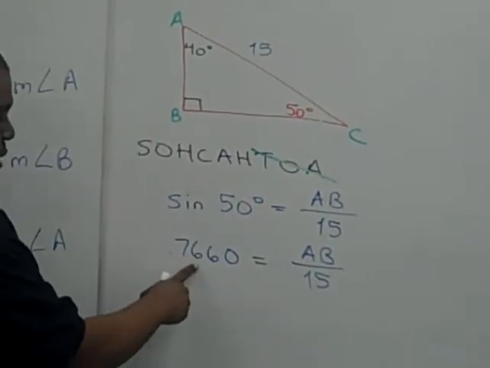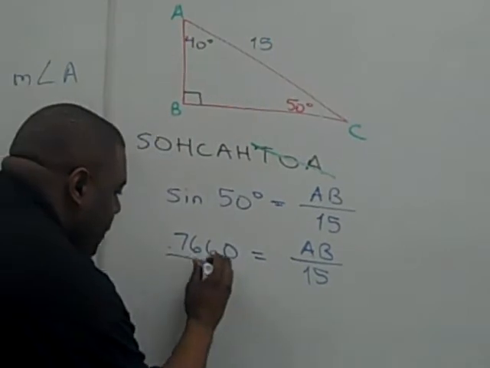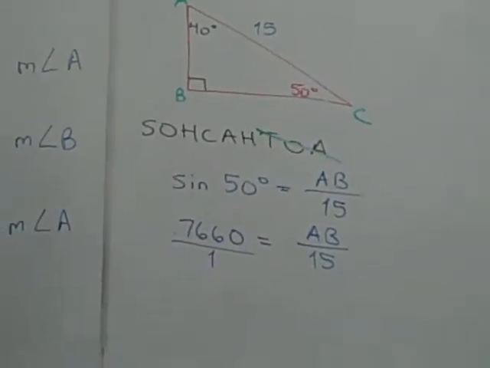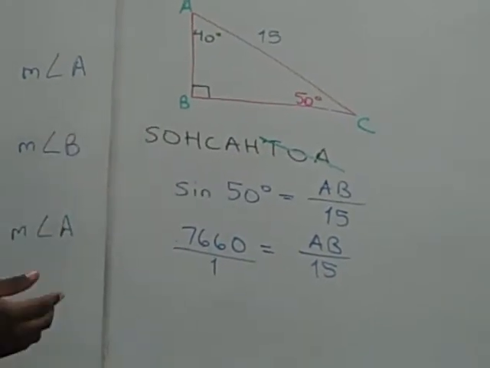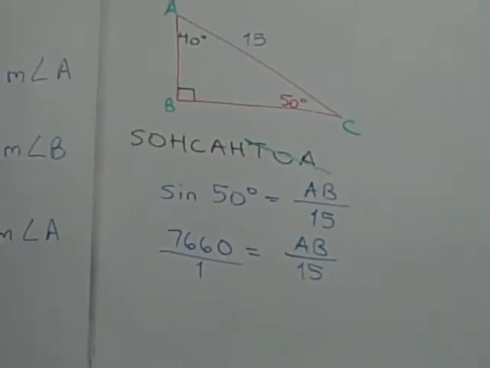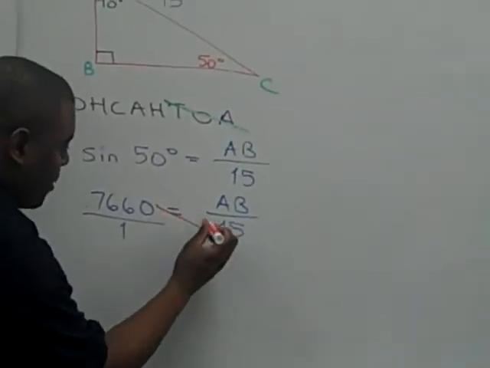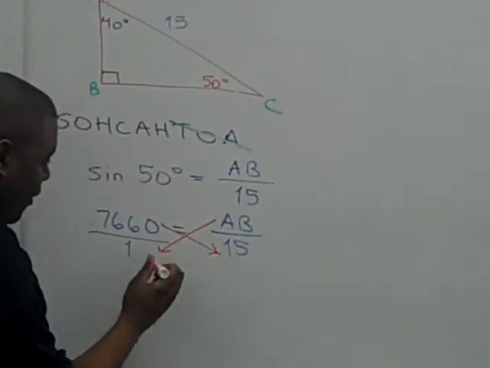So the easiest way to make this a fraction, put this over 1. So we have 0.7660 over 1 equals AB over 15. And now how do we solve the proportion? Cross multiply and divide. So multiply those two, multiply those two.